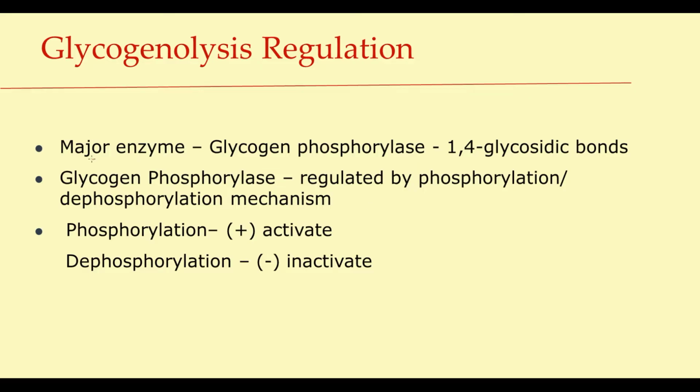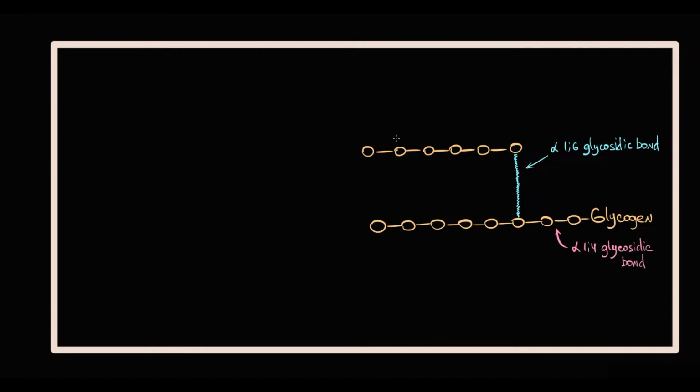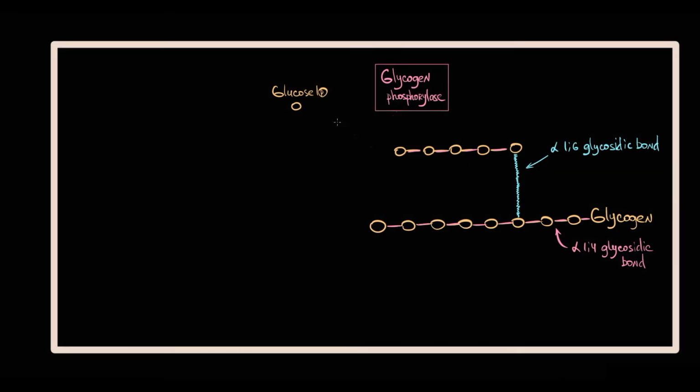The major enzyme in glycogenolysis is glycogen phosphorylase. Recall that in glycogen structure, most of the glucose molecules are connected in linear fashion by 1,4-glycosidic bonds. And the enzyme that cleaves 1,4-glycosidic bond is glycogen phosphorylase. That's why glycogen phosphorylase is considered the major enzyme in glycogenolysis. Because if glycogen phosphorylase is not working, glycogen cannot be touched.